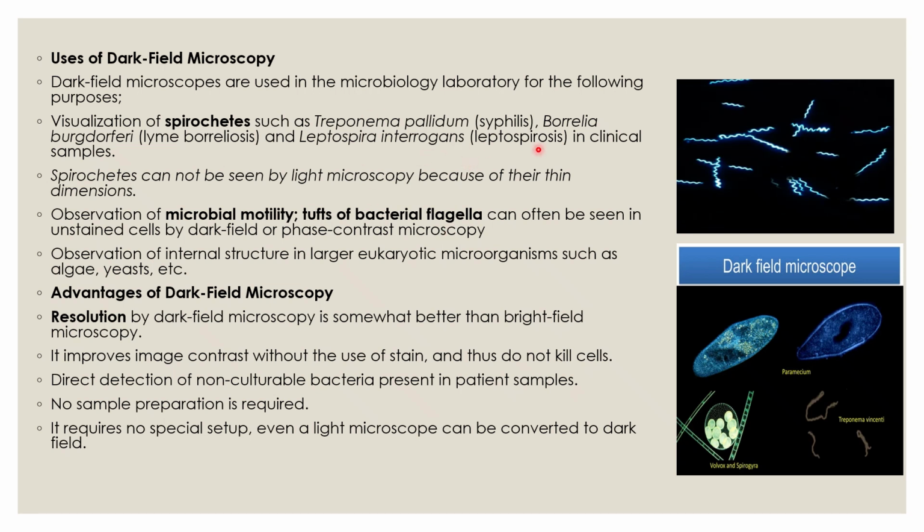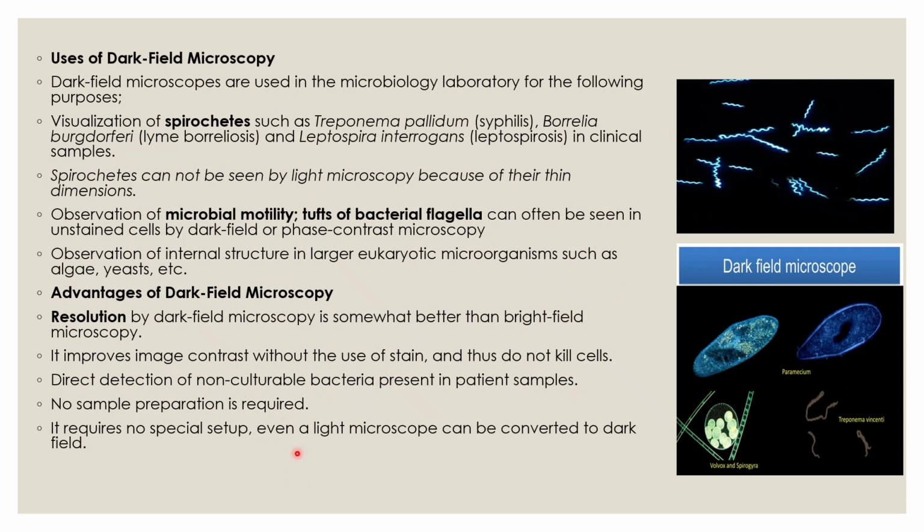And apart from that, we also use it to visualize spirochetes, mainly Treponema pallidum, Borrelia burgdorferi and Leptospira interrogans. All these spirochetes can be seen very beautifully under the dark field microscope, because when seen in the light field microscope they cannot be visualized very clearly, as they are very thin and very slender. That's the reason we cannot observe them so clearly in the bright field microscope, whereas in the dark field microscope they can be seen very clearly. So these are some of the uses of the dark field microscope.